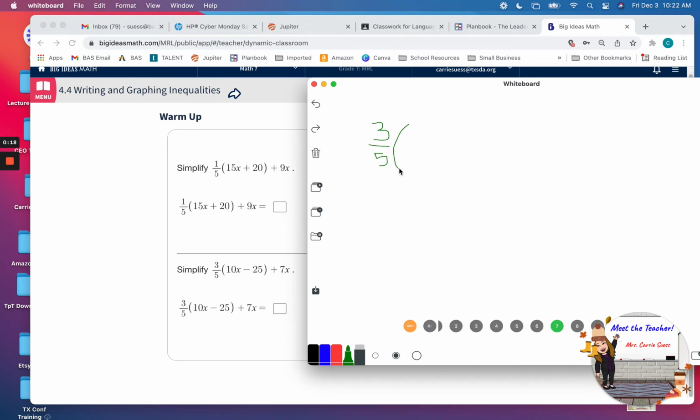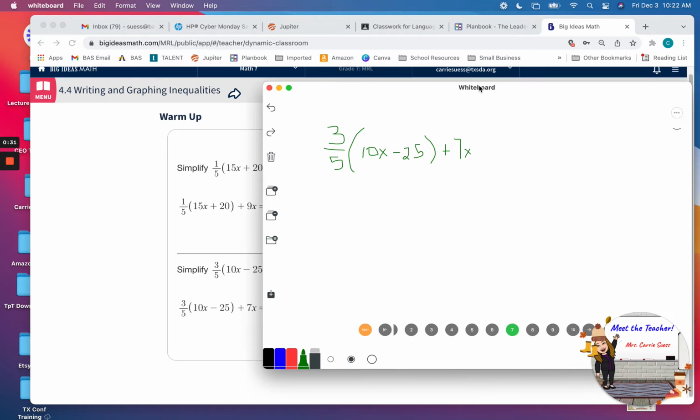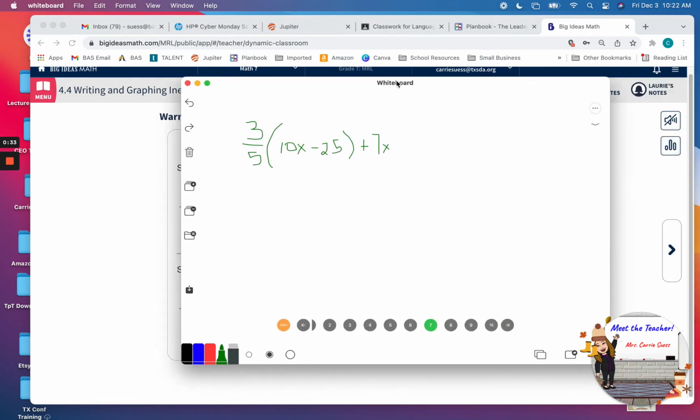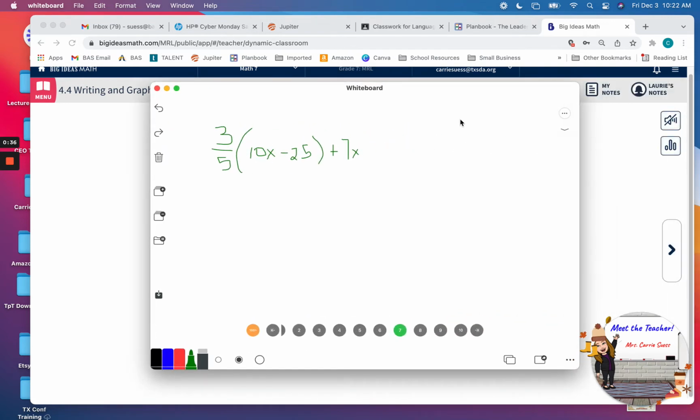3/5, open parentheses, 10x minus 25, plus 7x. All right, so we're required to simplify this. So you're not going to actually solve it to one number. You're just simplifying this, which means we're combining like terms for the most part. So according to PEMDAS, we look inside the parentheses first. Can I simplify 10x minus 25? You cannot, because one of them has the variable, one does not. So this is as simple as that part gets.